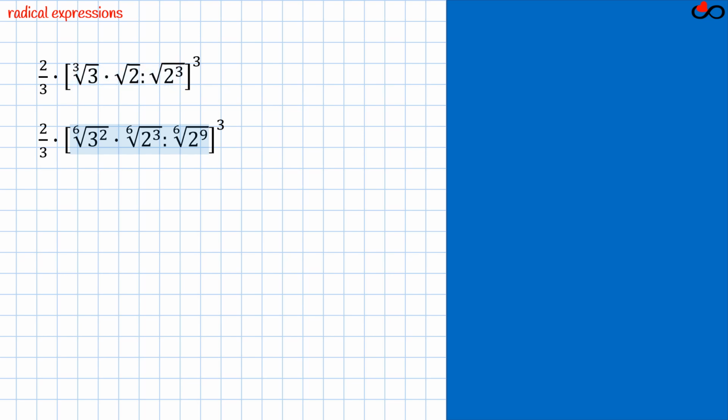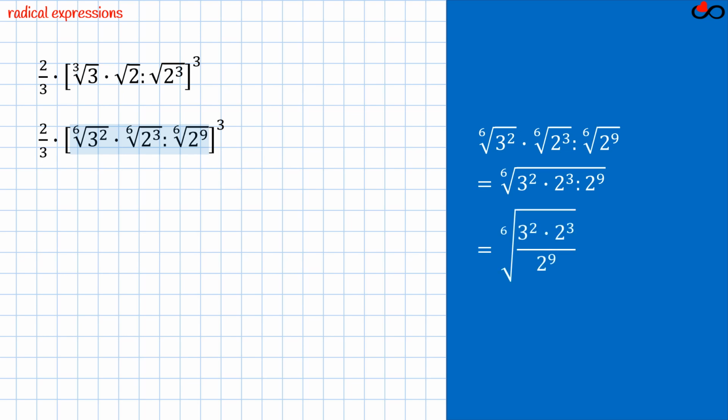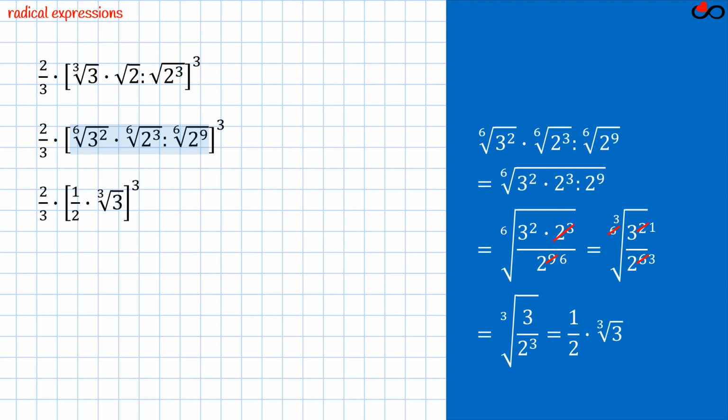We continue to simplify the terms inside the square brackets. When multiplying and dividing radical expressions with the same index, we use the product rule for radicals. In fraction form, the sixth root of 3 to the second power, times 2 to the third power, over 2 to the ninth power. We simplify, to get the sixth root of 3 to the second power, over 2 to the sixth power. We divide index and exponents by 2 and get the cube root of 3, over 2 to the third power. We move 1/2 from inside the radical to outside the radical. We rewrite the main expression.